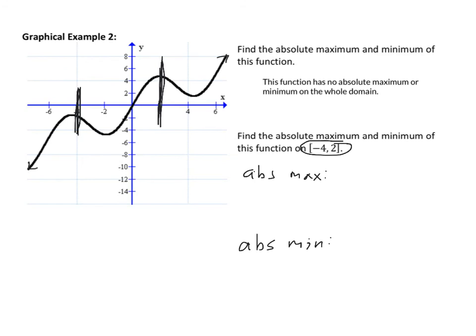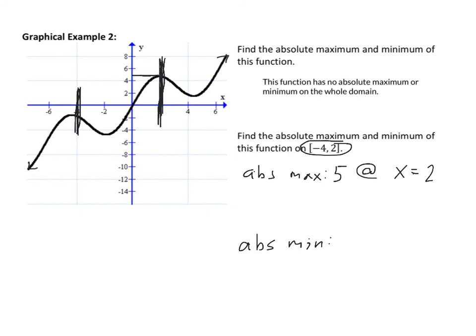Well, it looks like the maximum value happens right up here. That looks like it's somewhere close to 5. Might be 4.5. I'm going to go ahead and just put 5. An absolute maximum of about 5, and it actually looks like it happens almost right at the end of this thing here. This looks like it might even be at x equals 2.